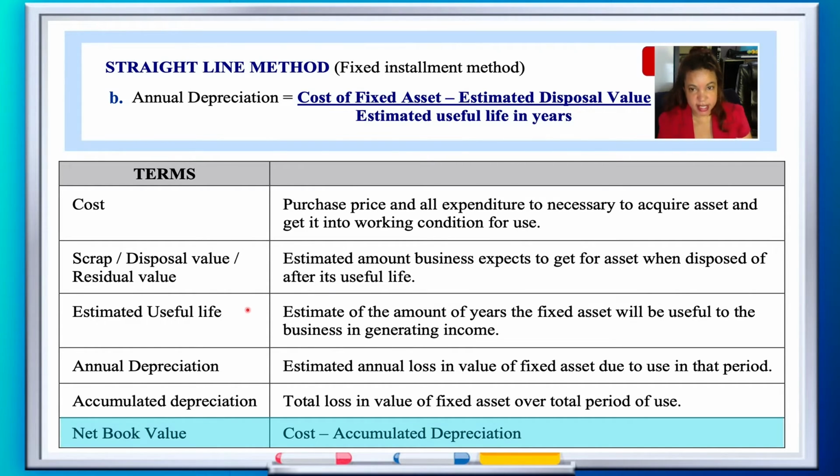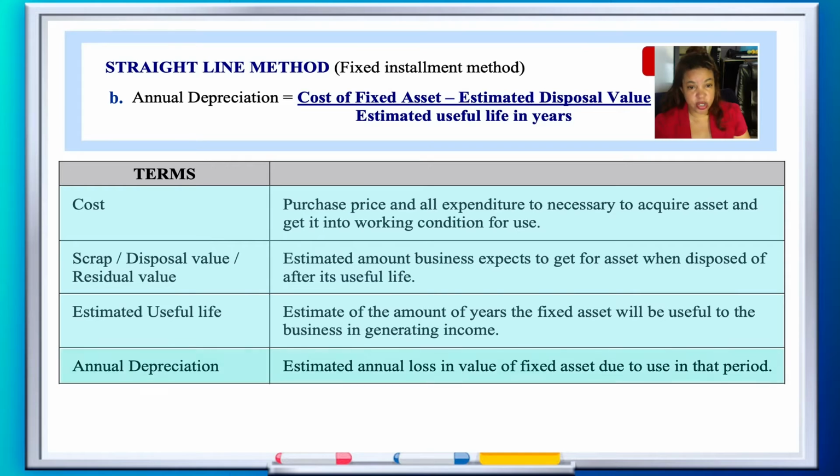That is why it is estimated and used in the calculation of the depreciation, because they estimate that it will have a value of whatever your disposal value is estimated at. Once again, for your calculations, you only need cost, disposal value, and estimated useful life.